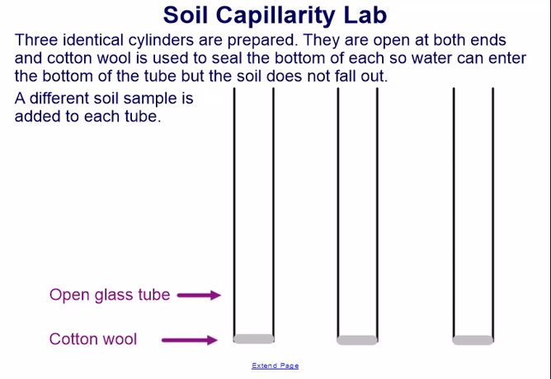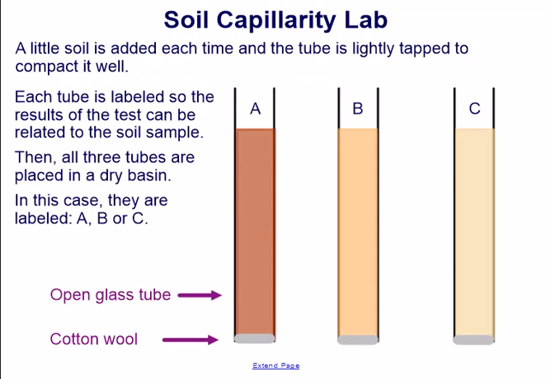3 identical cylinders are prepared. They are open at both ends, and cotton wool is used to seal the bottom of each so water can enter the bottom of the tube, but the soil does not fall out. A different soil sample is added to each tube. A little soil is added each time, and the tube is lightly tapped to compact it well. Each tube is labeled so the results of the test can be related to the soil sample.